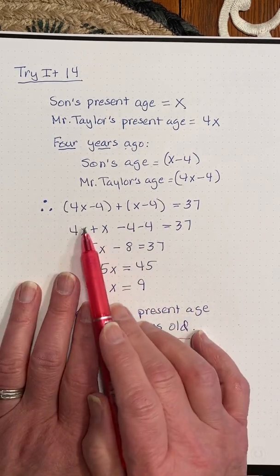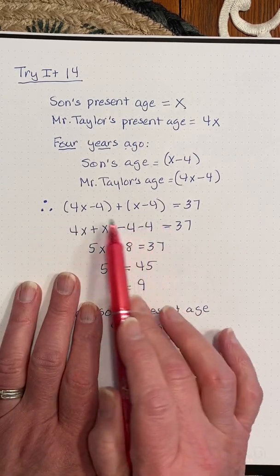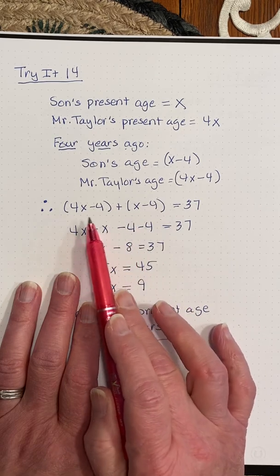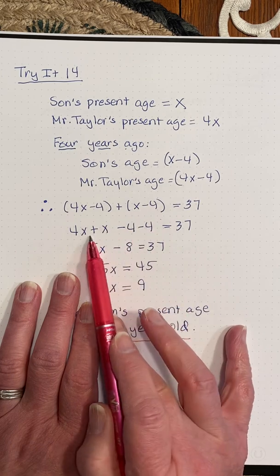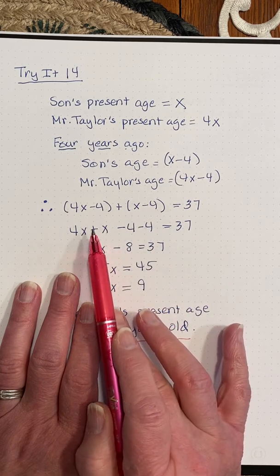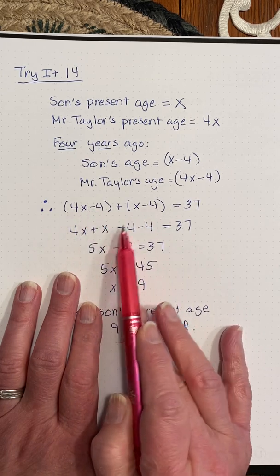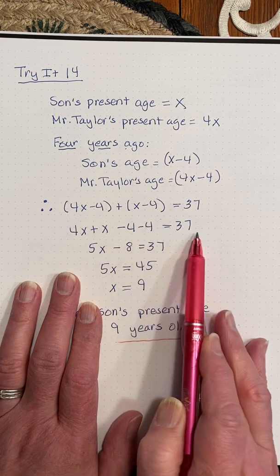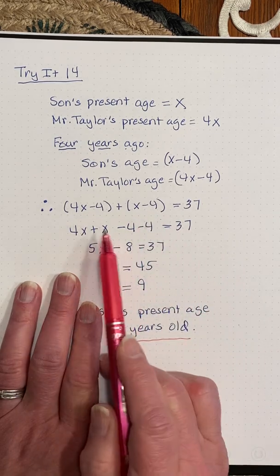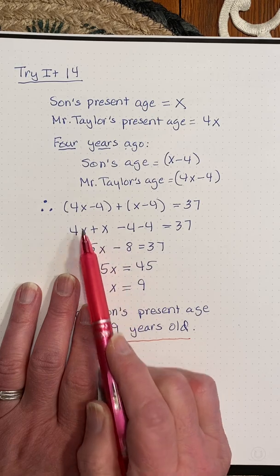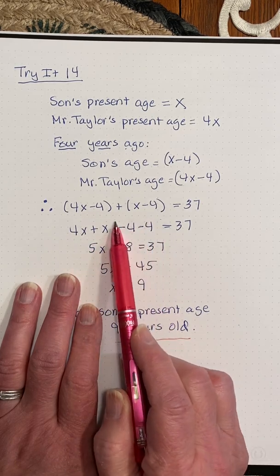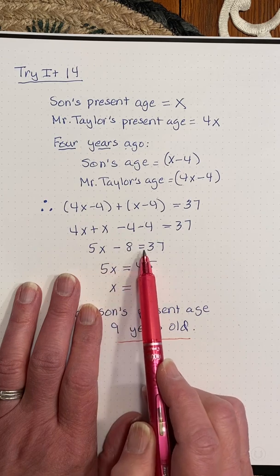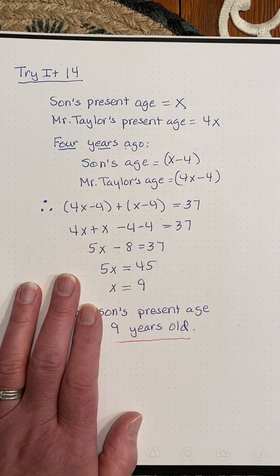So now I'm just going to remove all of the parentheses, and I'm going to gather my x's, 4x and positive x, and my integers, which is a -4 here and a -4 there. Those equal 37. So combining my x's, I have 5x. Combining my constants, I have -8 equals 37. Okay. At this point, I start working down.